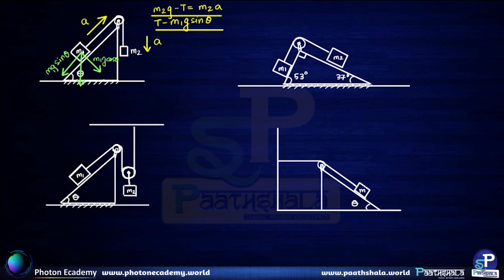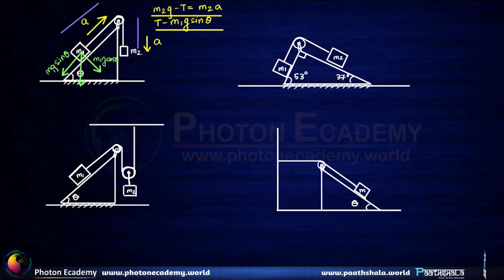So if the same problem were to be solved using constraint motion, then we would assume this length to be equal to x1 and this length to be equal to x2 without taking the circumference length of the pulley, because that is a constant and gets differentiated out to be 0. So this length is x1 and this length is x2. So using constraint motion equations, we can write x1 plus x2 is the length of the single string that is present over here.